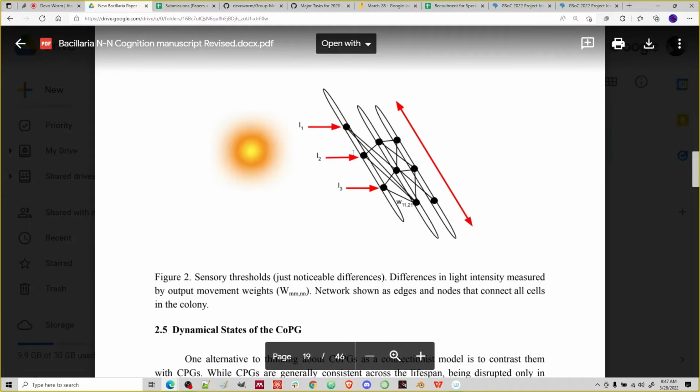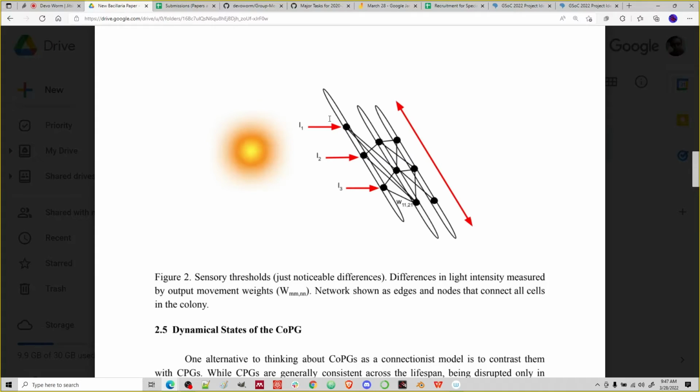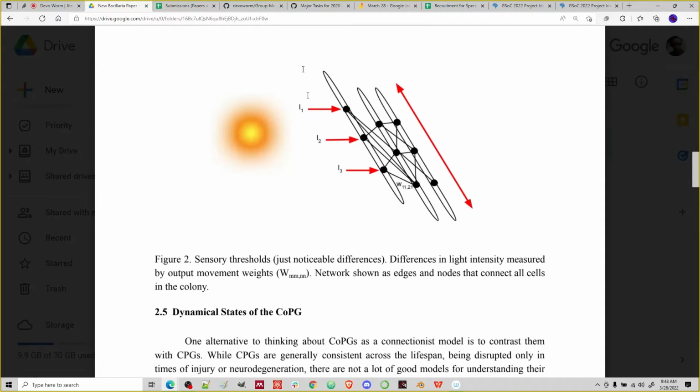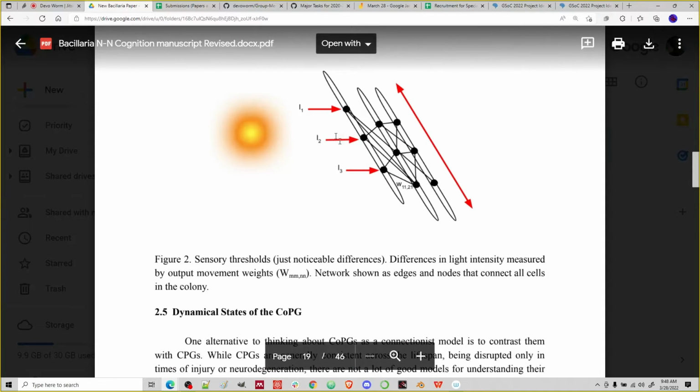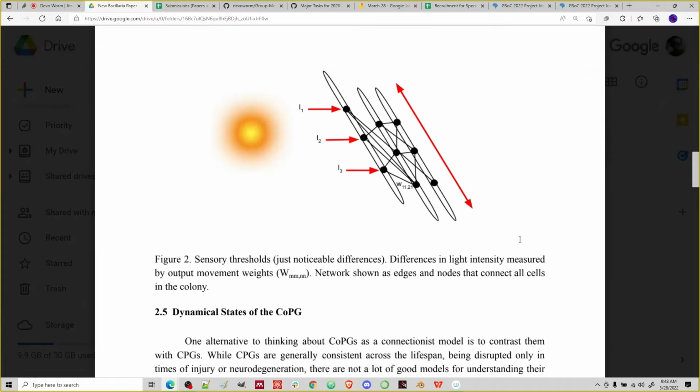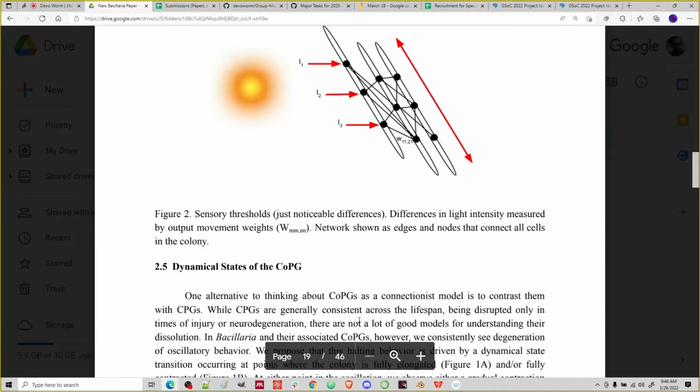But what they're doing is they're basically generating a pattern here in the Basilaria colony where they're going back and forth, or maybe the colony dissolves. That sort of rhythmic behavior is what we call a collective pattern generator. So if this lead cell will move up and down, then these cells behind it will move up and down, and they'll have this sort of rhythm where the colony is moving collectively, and that's a collective pattern generator.